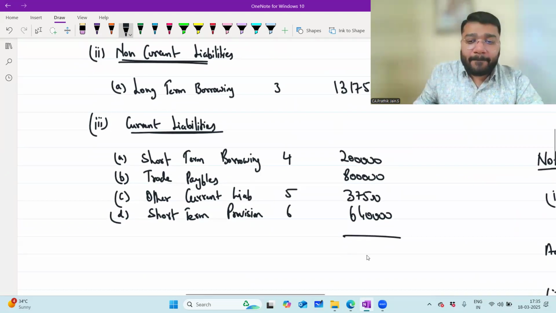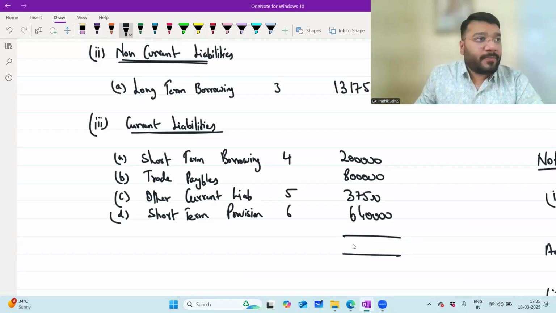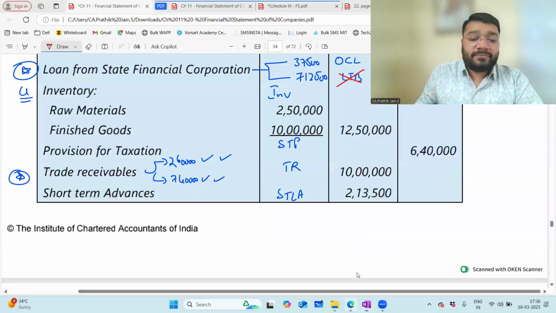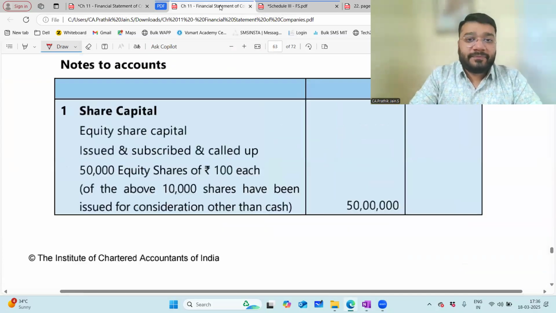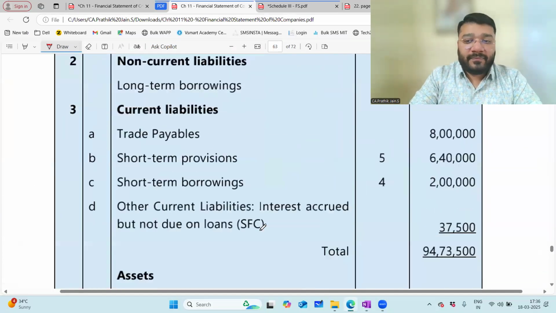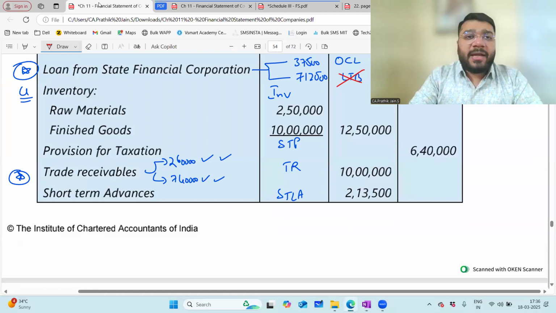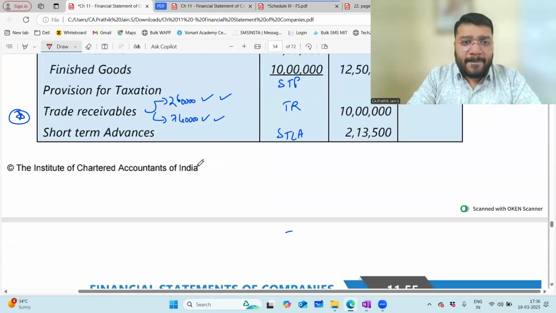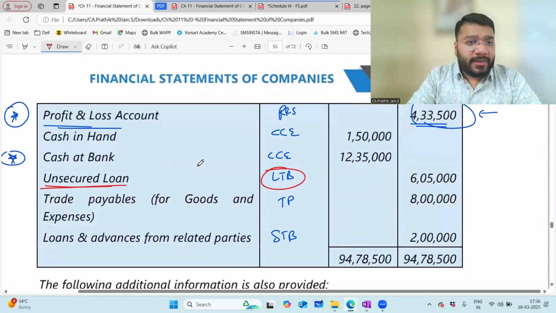Total, please. 94 lakh 73,500. Others? 94 lakhs 76,500. 76 or 73? 73,500. 94 lakh 73,500. Dharini, you got 76? Yes, sir. Let me check it out. Total. Yes.